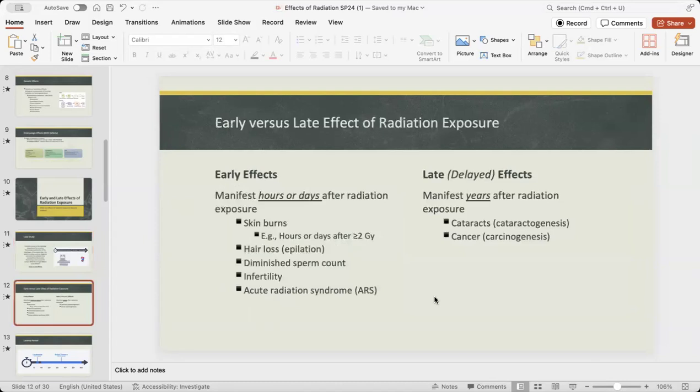So early effects usually are going to manifest hours or days after the radiation exposure. So what will occur with these early effects is you may see skin burns, hair loss, epilation, diminished sperm count, infertility, and acute radiation syndrome may occur. Those are usually early effects if you are having a large dose of radiation at one time. Late effects or delayed effects of radiation exposure can manifest over years, and it could potentially cause cataracts and cancer.